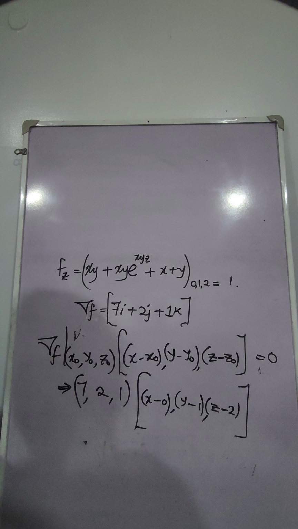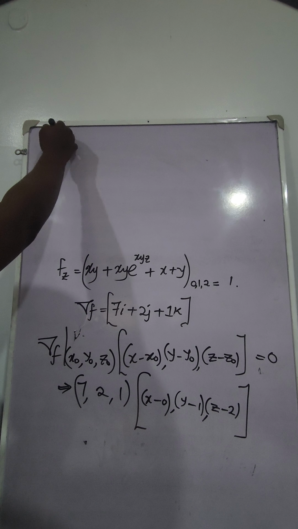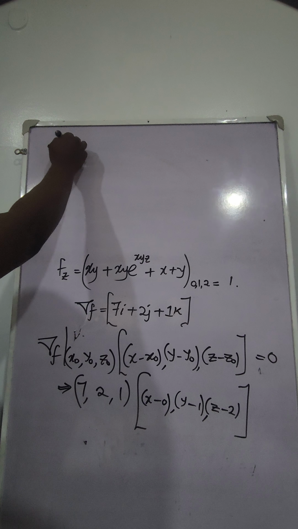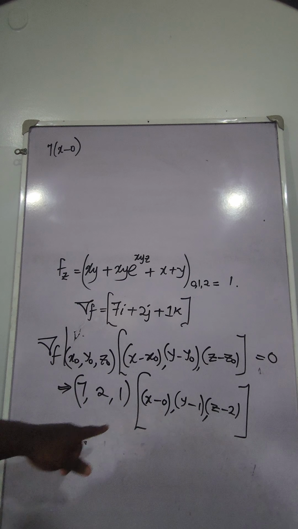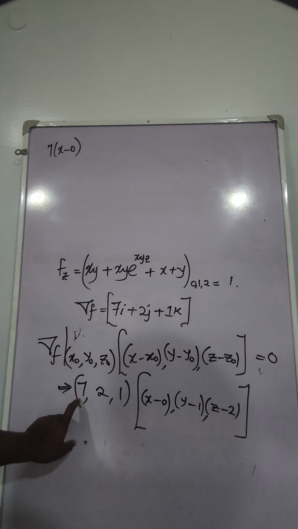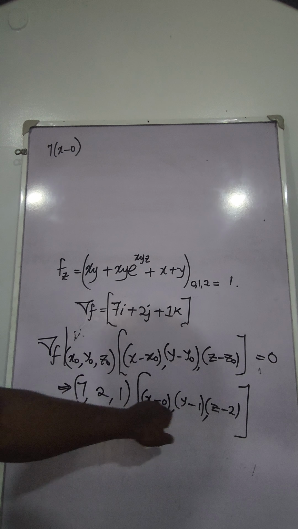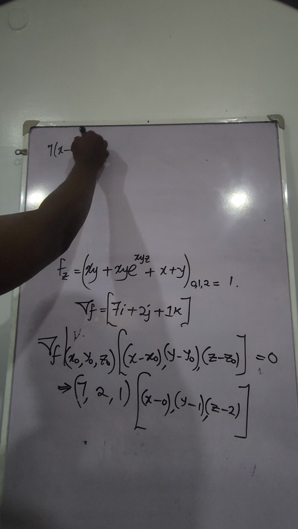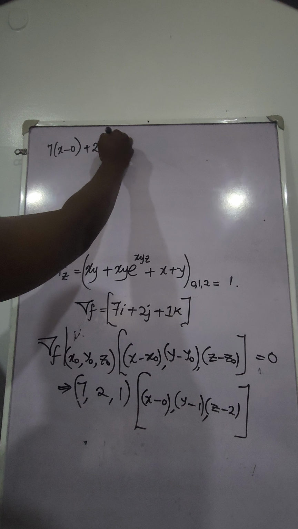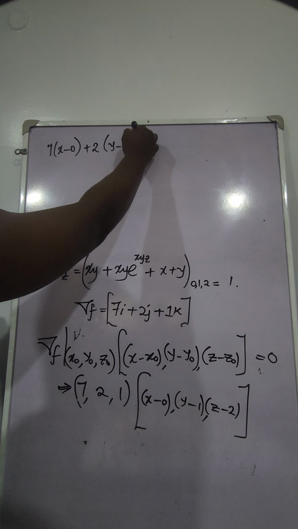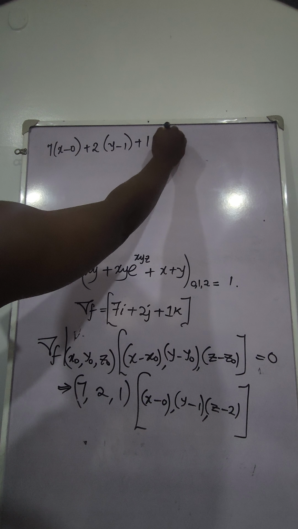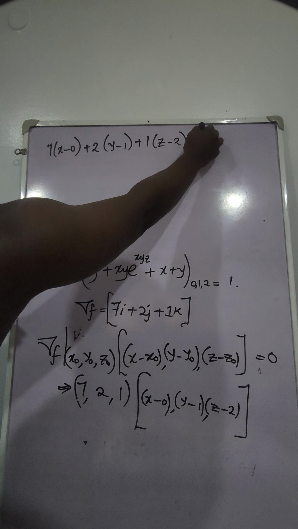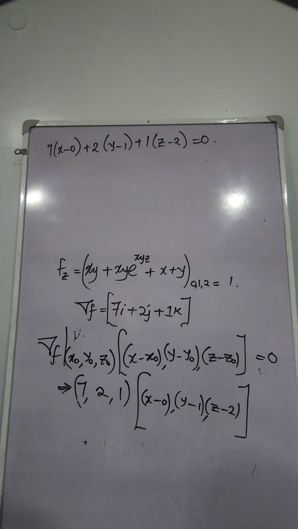Quickly. And we factor them in, we'll have something like this: 7 into bracket x minus 0. We are treating this first, so i goes for this, j goes for this, k goes for this. Okay, 7 into x minus 0 plus 2 into the bracket of y minus 1 plus 1 into the bracket of z minus 2 is equals to 0. Is that clear?